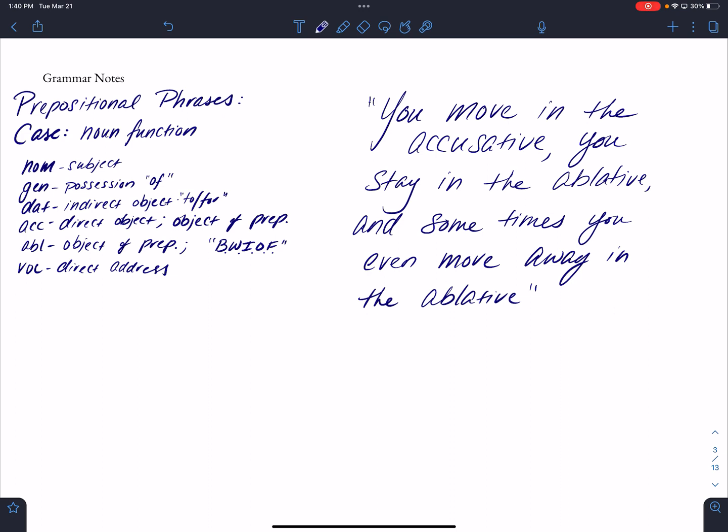Surgite. It's a command. It means get up.